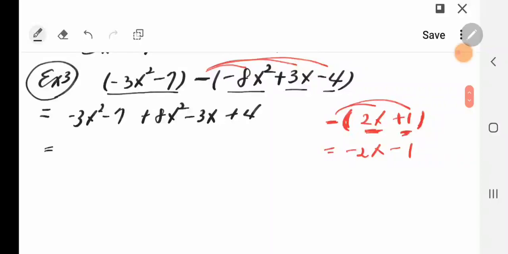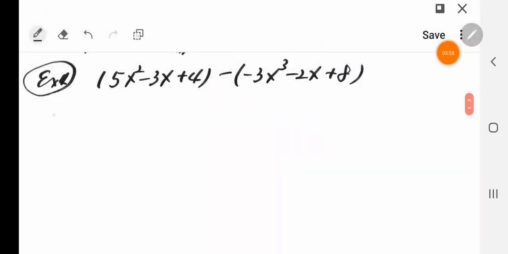Okay, and then combine the like terms. The largest exponent is 2, so we will add these two terms. Negative 3 plus 8 is 5x squared. And next term should be the x term, which is, there's only one, negative 3x. And then add two numbers, negative 7 plus 4. Then there will be minus 3. So this is the result. Okay, let's try another example.